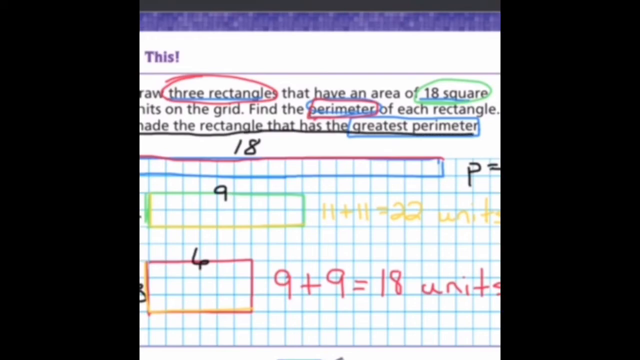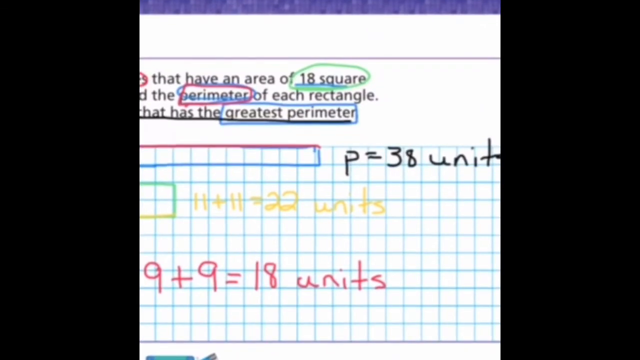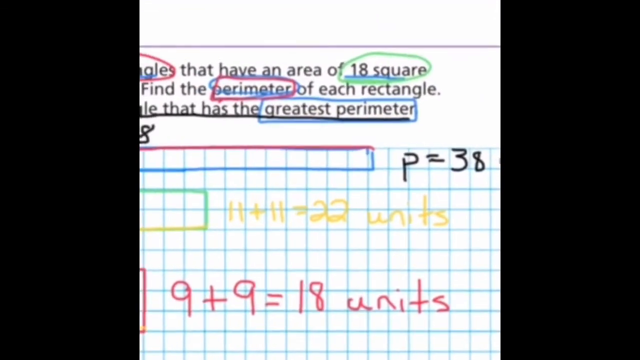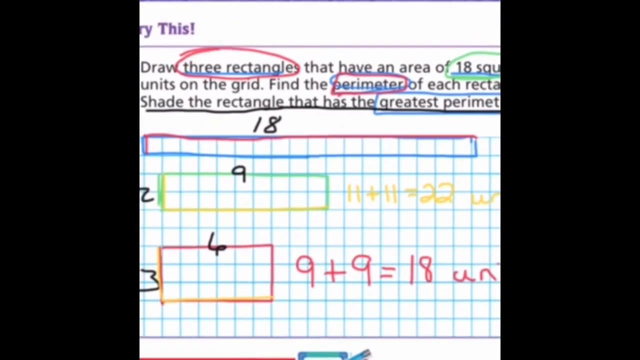All right, so let me check out our perimeters. It was 18 units, 22 units, and 38 units. 38 is the greatest, so I shade that in. There we go. And that's my answer.